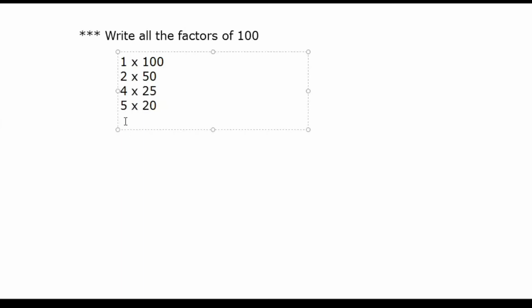Now listen. 5 times 7, 6 will not divide, 7 will not divide, 8 will not divide, 9 will not divide, 10 will divide, you know, 10 times 10. Okay. Up to here it's okay.